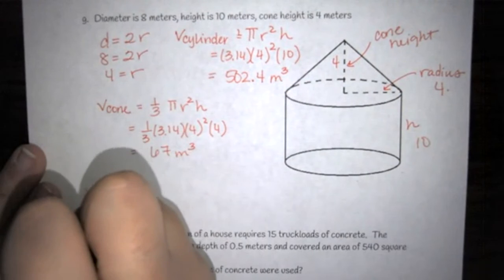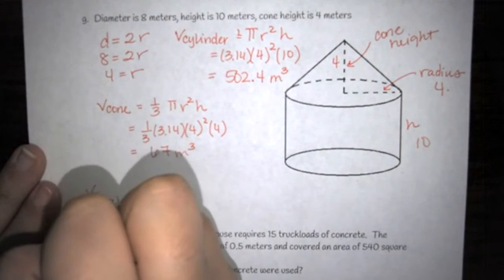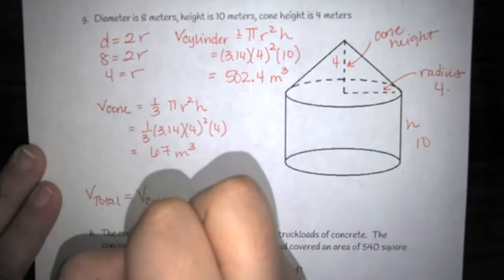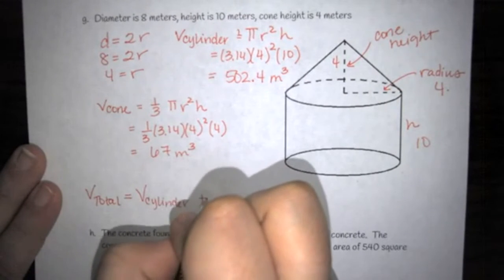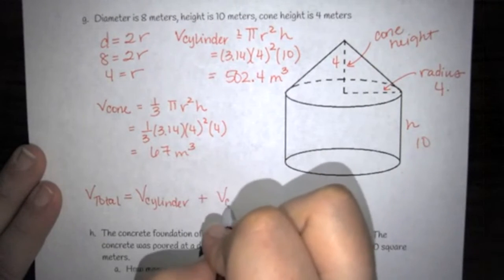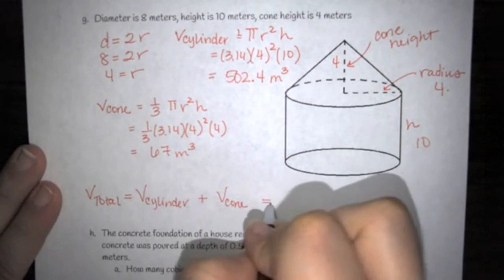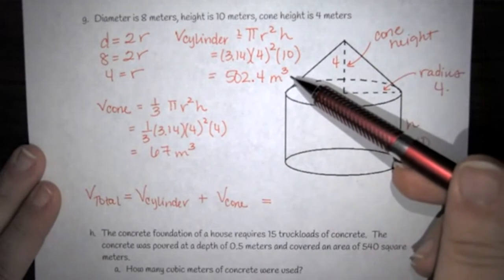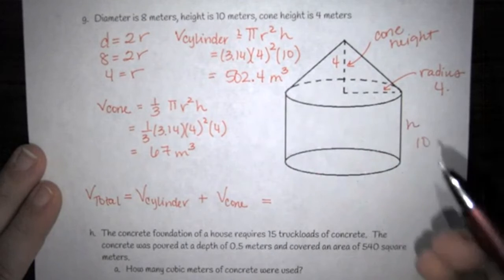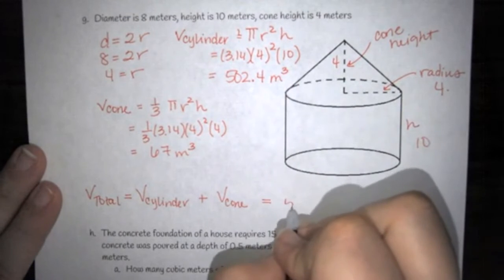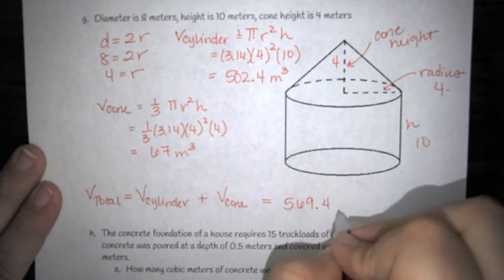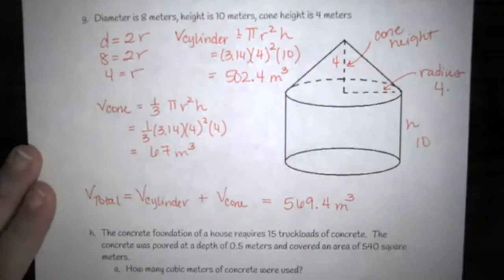Therefore, the volume of your total has to be the volume of your cylinder plus the volume of your cone. So in this case, we have 502.4 plus 67 gives us a total of 569.4 meters cubed.